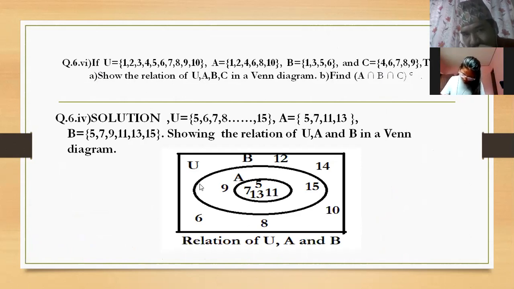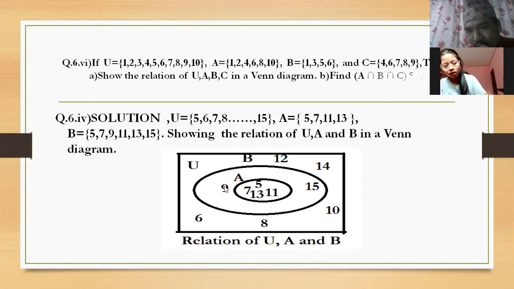Look here, I have done here. A is drawn inside B. Do you know why? Because all the elements of set A lie in set B. A is the subset of B set. That's why the set A is drawn inside set B.